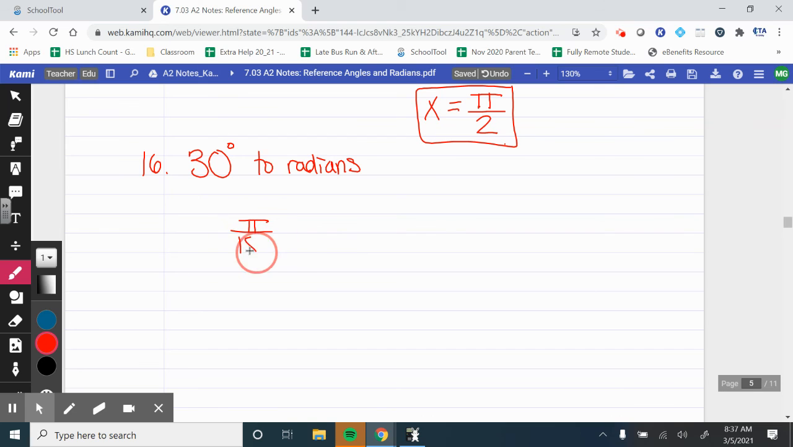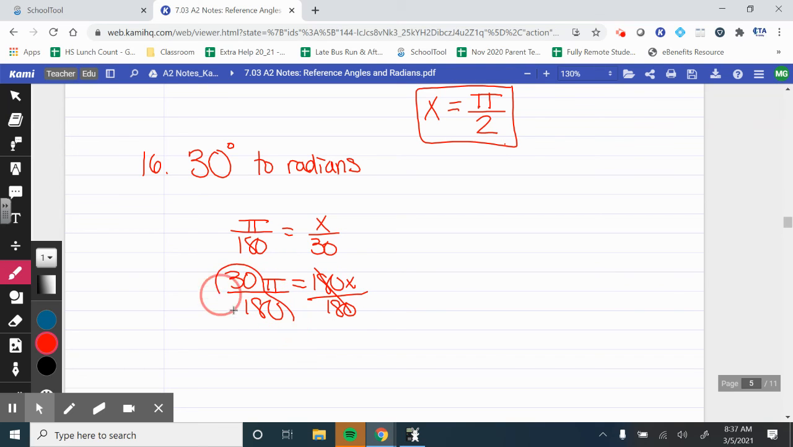So here we'd have pi over 180 equals, we're looking for radians, so that's x over 30, cross multiply. We get 30 pi equals 180x. Divide both sides by 180. And again, reduce the 30 over 180. And you can do that right in your calculator, which you already should have done, should give you 1 over 6. So that would just be pi over 6 would equal your x.